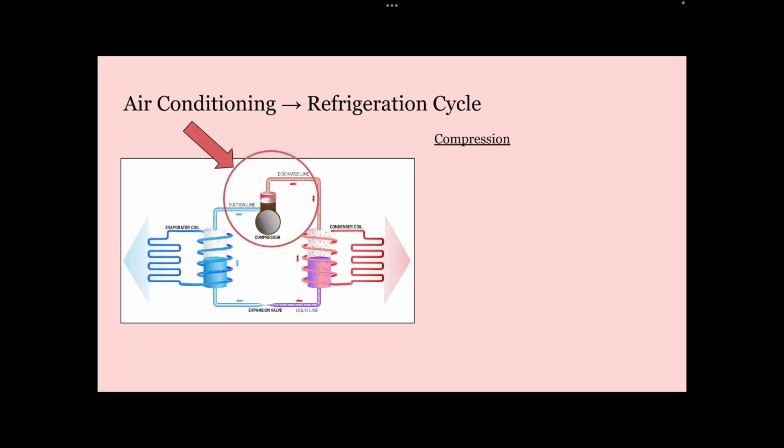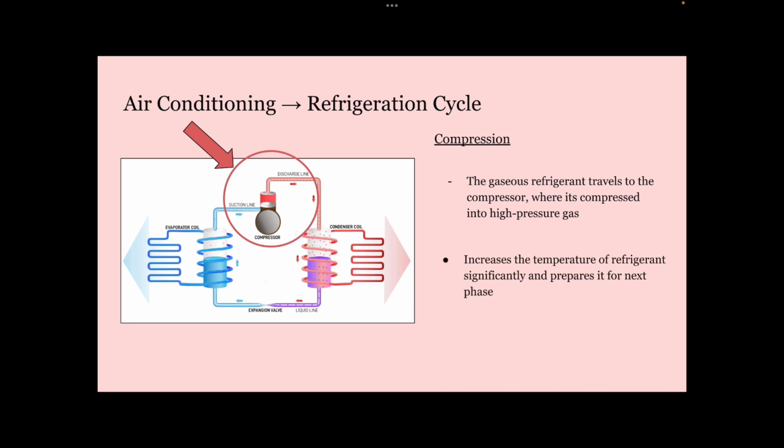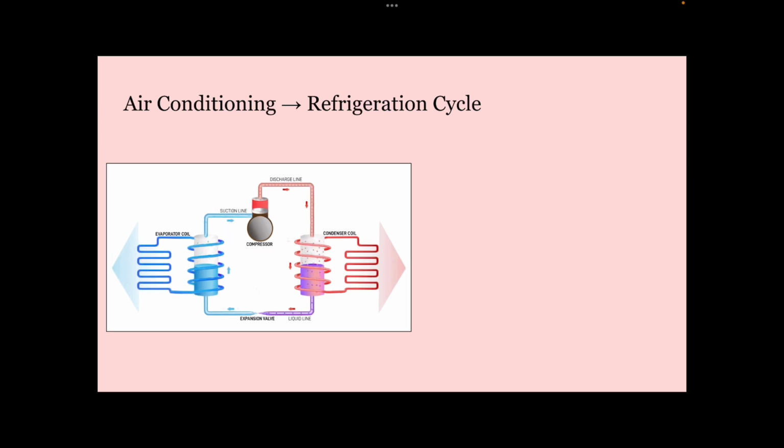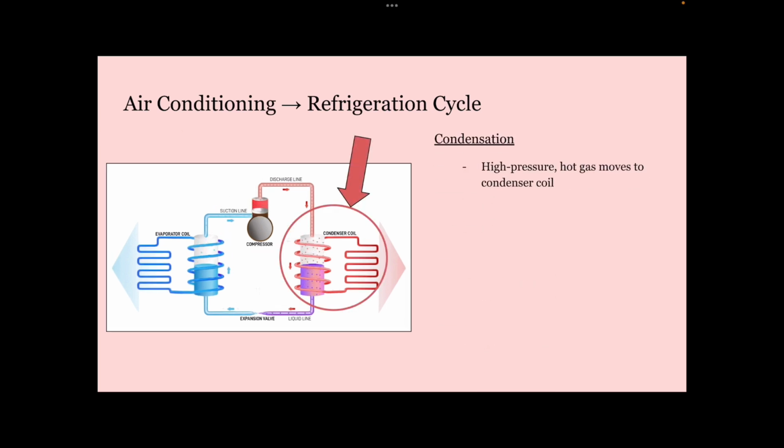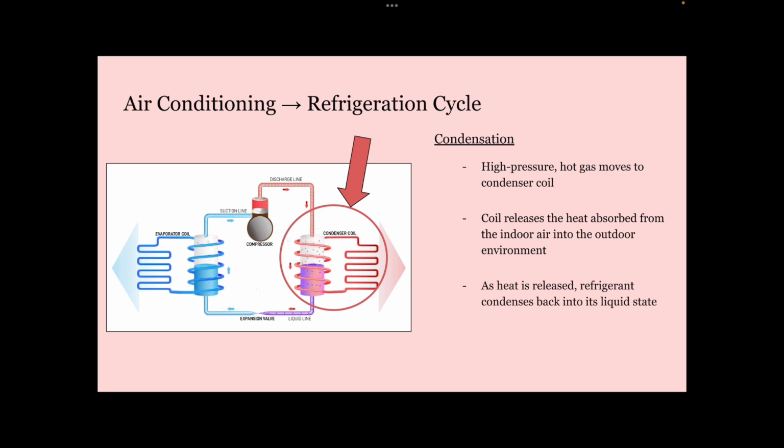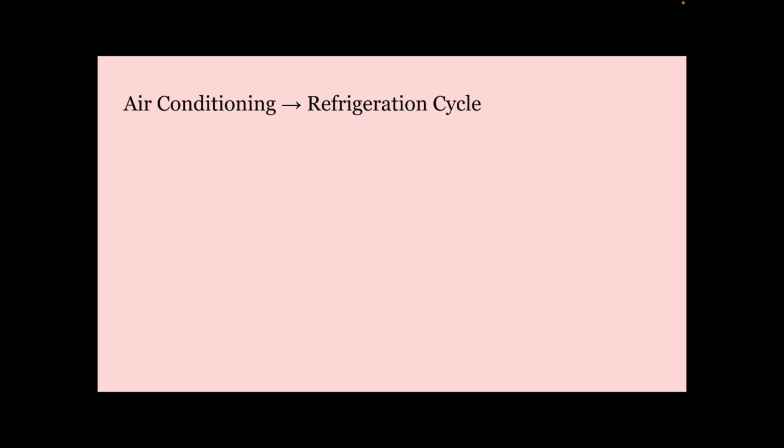Next, compression. The now gaseous refrigerant travels to the compressor, where it's compressed into a high-pressure gas. This stage then increases the temperature of the refrigerant significantly and prepares it for the next phase, which is condensation. Here, the high-pressure hot gas moves to the condenser coil, usually located outside the home. Then, it releases the heat it absorbed from the indoor air into the outdoor environment. And as it loses its heat, the refrigerant condenses back into its liquid state, finally going into the expansion step.